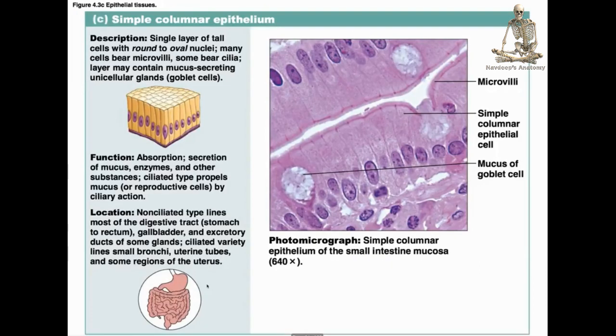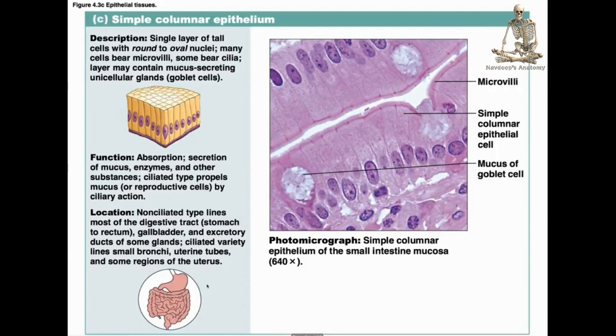You can see that it is a single layer of tall cells with round to oval nuclei, and some of the cells, as we discussed, may contain microvilli, and some may contain cilia, and some may also contain goblet cells, and their function, as you can clearly see, is the absorption and secretion of mucus, enzymes, and other substances. And the ciliated cells which are there propel the mucus or the reproductive cells, especially when we are talking about the female reproductive system.